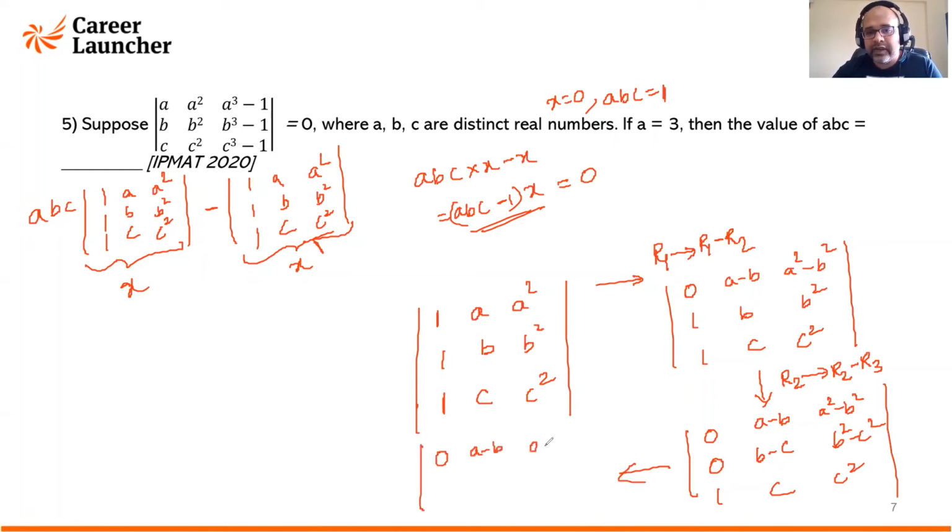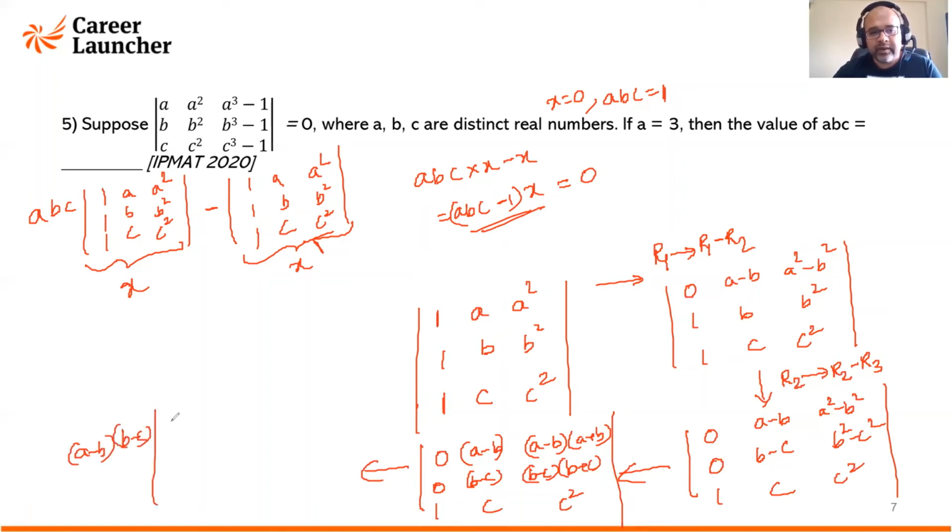A square minus B square can be written as A minus B and A plus B. 0, B minus C. And B square minus C square can be written as B minus C into B plus C. And finally 1, C, C square. Okay. Now here from the first row, you can take out A minus B common. And from the second row, you can take out B minus C common.